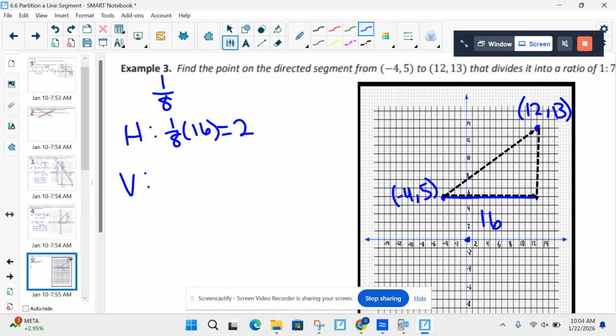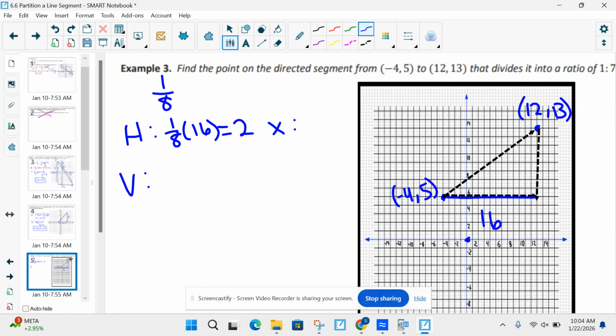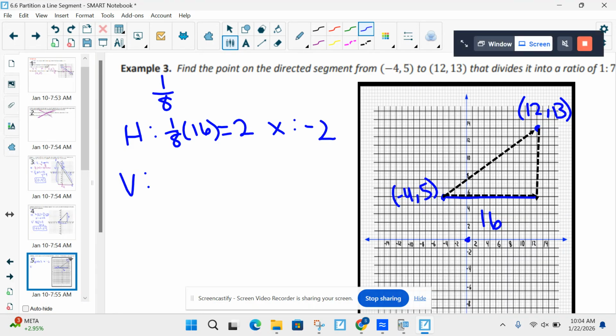So 1/8 of the way over will be 2 units over. So this 2 means I'm going to add the 2 to -4. So I'm going to go 2 units over. So what will our new x be if we go 2 units over? What will the new x be if we go 2 units over? Raylan? -2. Okay.